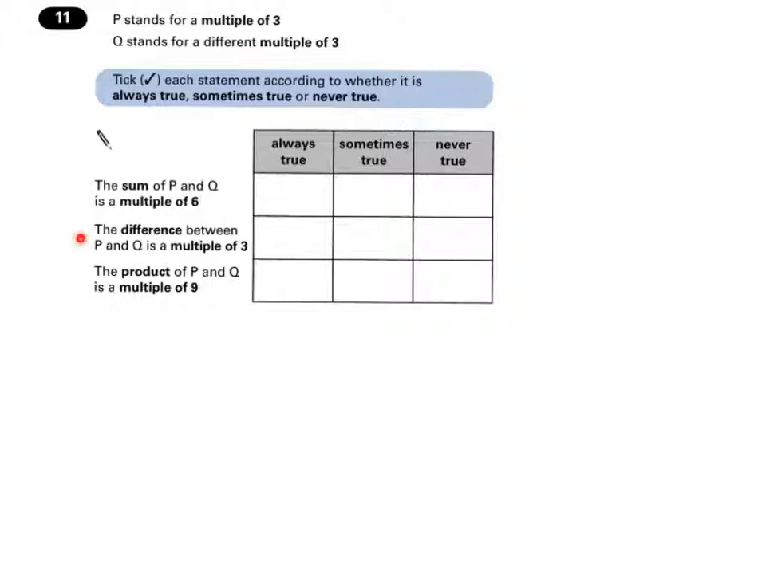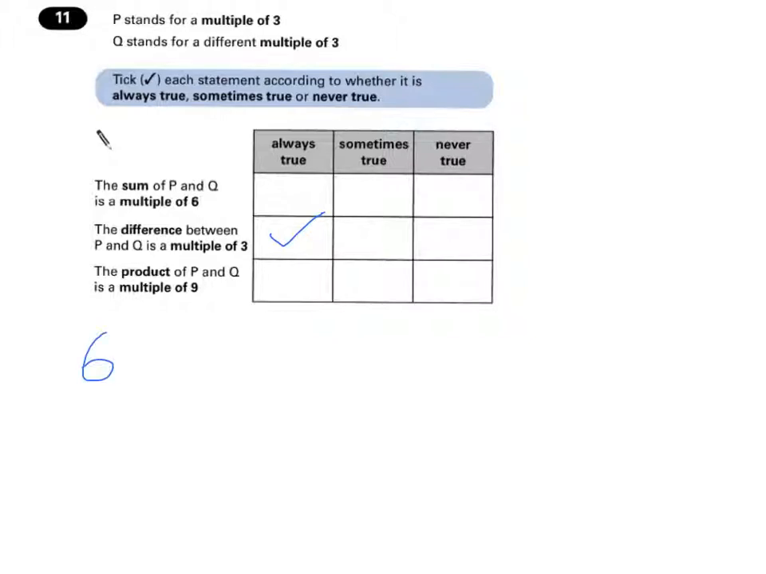So we're going to start with the second one first, because that's quite easy if we think about it. It says that the difference between P and Q is a multiple of 3. Well, we're just talking about numbers in the 3 times table, and they're all multiples of 3, so that's always true. If we look at the first one here, we're going to try and see some examples to work that one out.